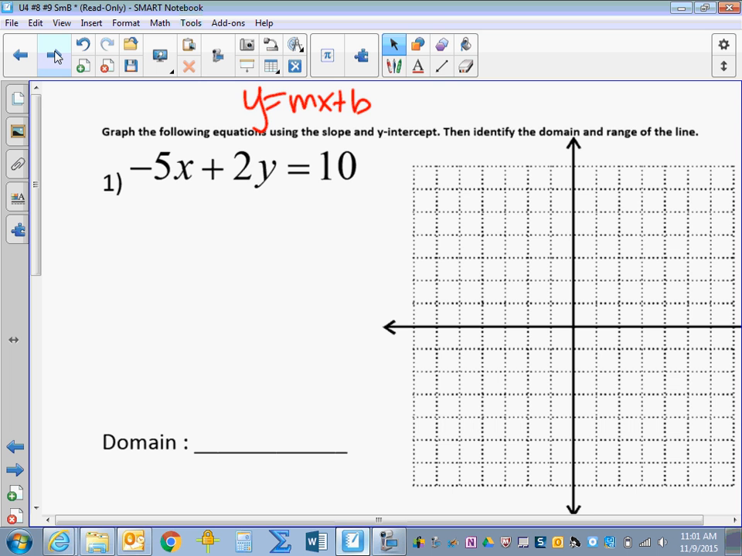What's going to be my first step? Abdul, what do you think my first step is going to be? We do want y by itself, so what do I need to get rid of then? Well, we want to leave 10 over on the other side of my equation. But I need to move this over. How do I move my 5x over? What's the opposite of a negative? Positive. So we want to add 5x to both sides.